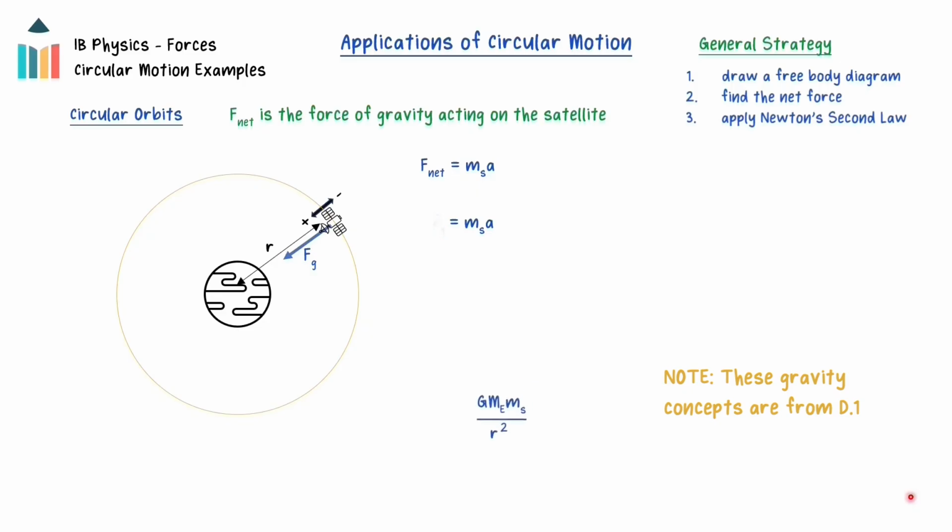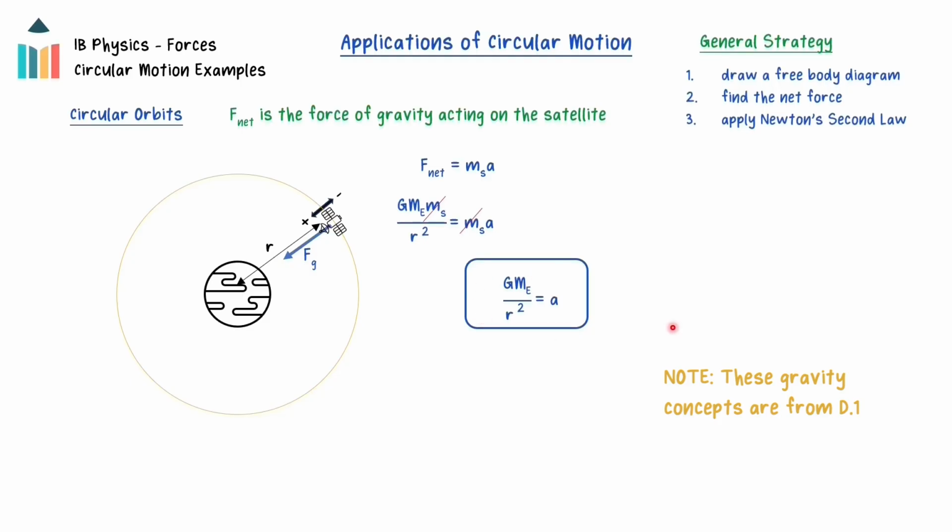Substituting this force of gravity in for the force of gravity in Newton's second law, we can see that the mass of the satellite will cancel out of the equation. So the acceleration of the satellite in its circular orbit around the Earth is equal to the universal gravitational constant capital G times the mass of the Earth divided by the orbital radius squared.